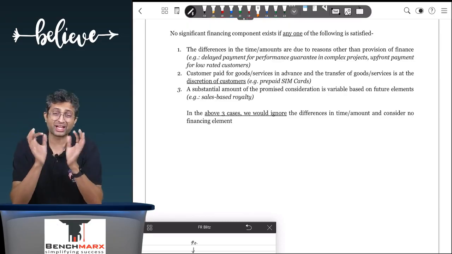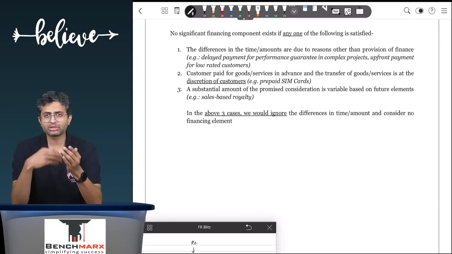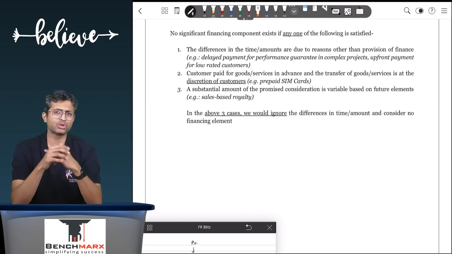So these are due to factors other than time. Or it may be that the time gap is more than 12 months because I don't know how much is to be paid. It's based on a sales-based royalty.